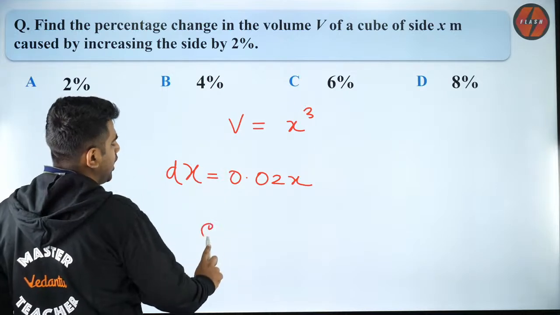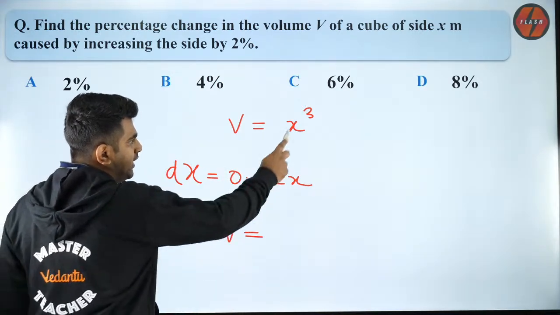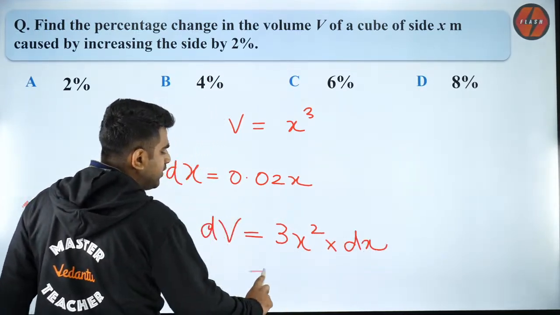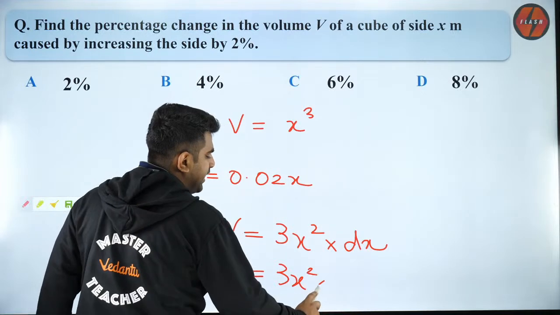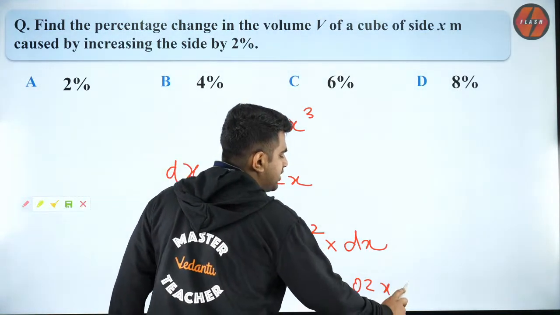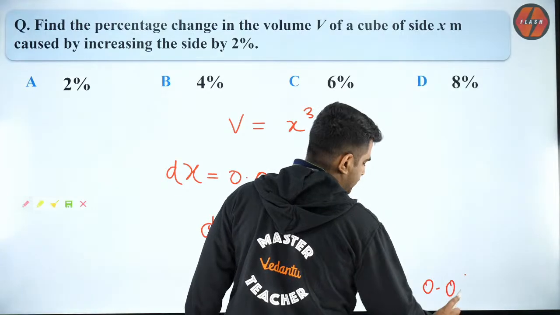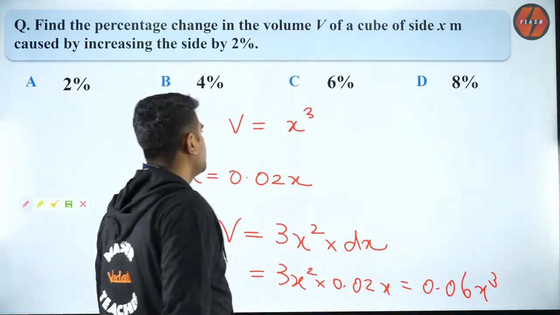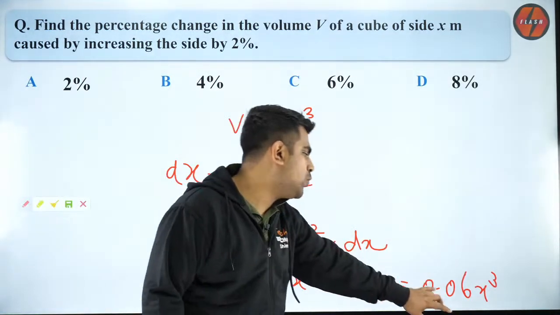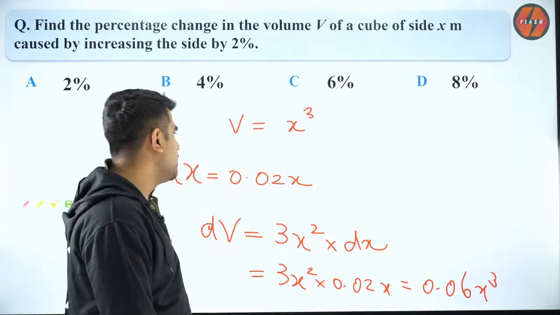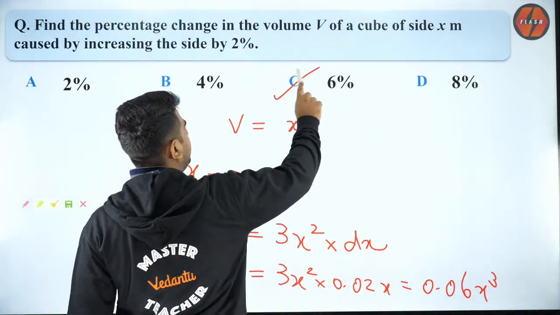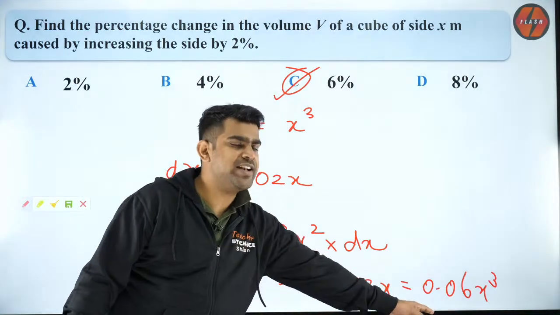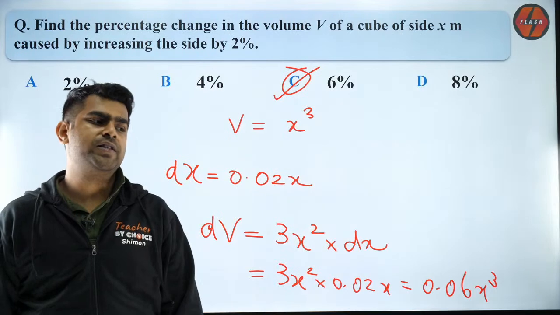Now, what is the change in volume? The change in volume dV is equal to 3x square into dx. So that will be equal to 3x square into 0.02x, which will be 0.06 x cube. So this is your volume. The change in volume is 0.06 x cube. So how much is the increase? It is 6%, because 6 by 100 is there, right? So it is 6%. Got it?